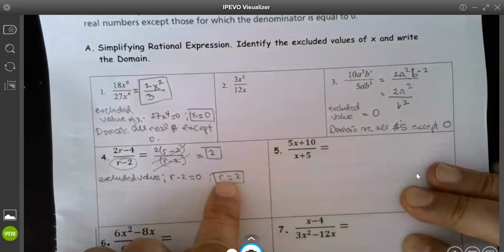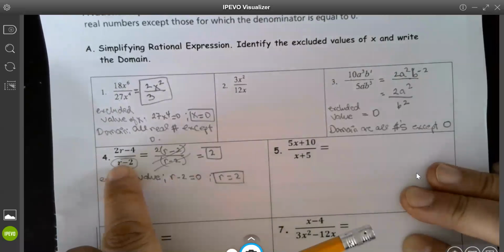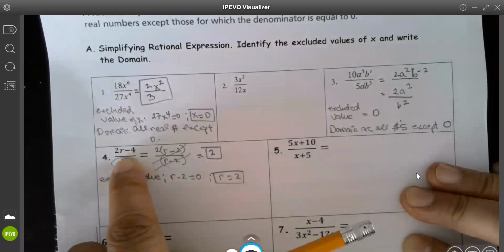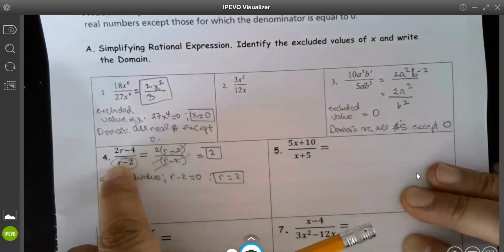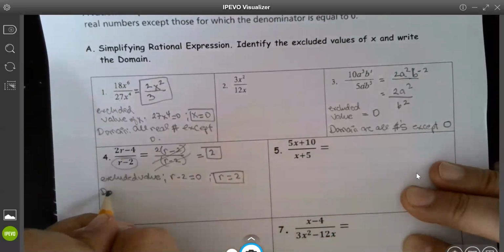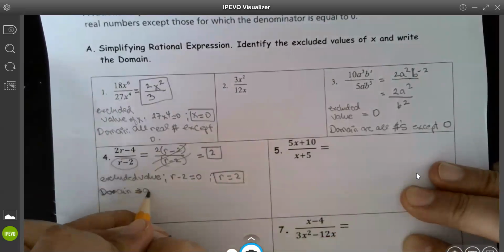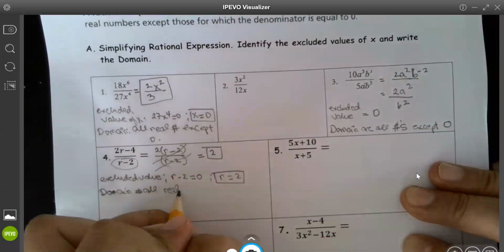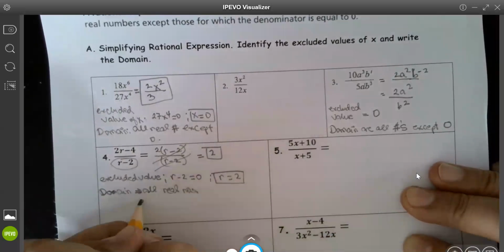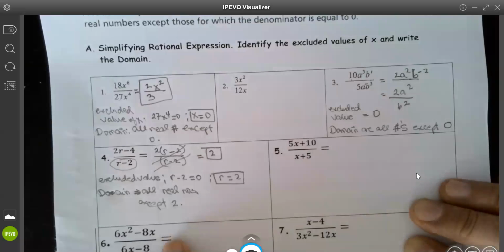Meaning to say, if I will plug in 2 here, 2 minus 2, that will make the denominator equal to 0. So for the domain, all real numbers except 2. Okay?